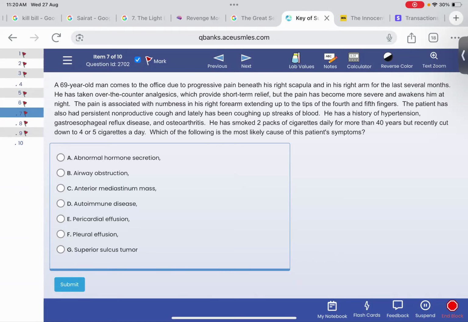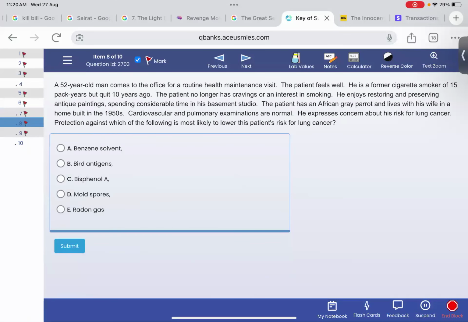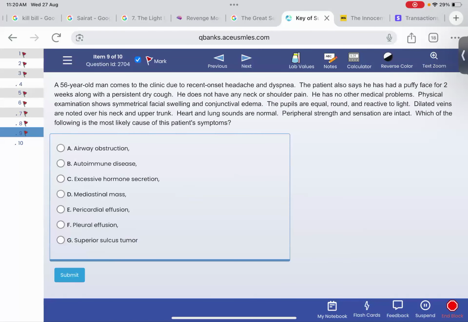I think there's a little differentiating point between them, and then we will discuss it later. Okay. So I think we are coming to question number 8, and let's discuss question number 9 first. Then we will come to question number 8.